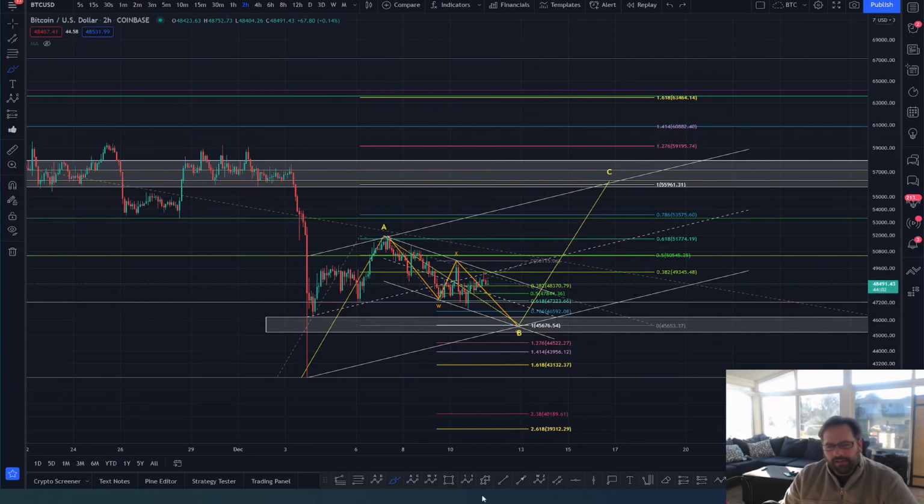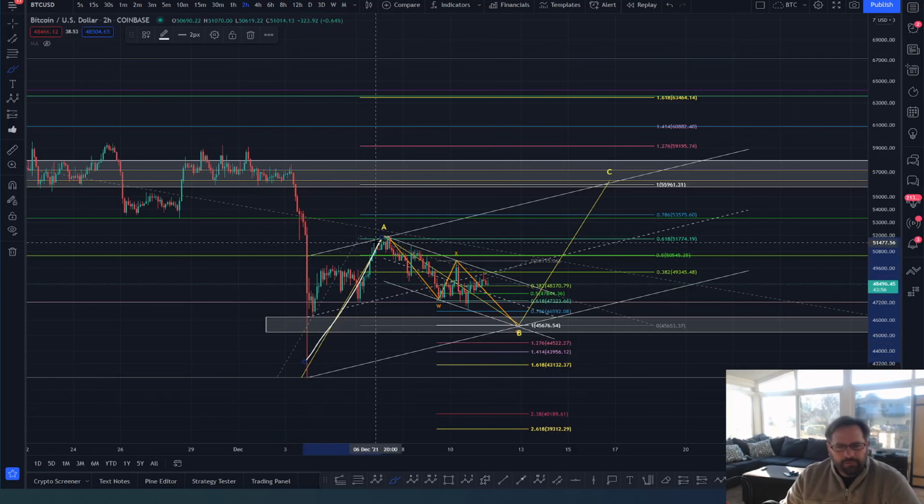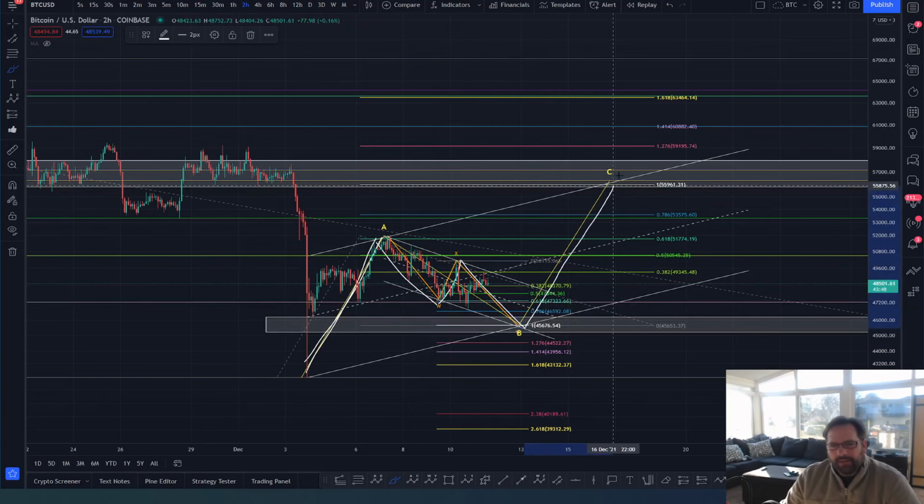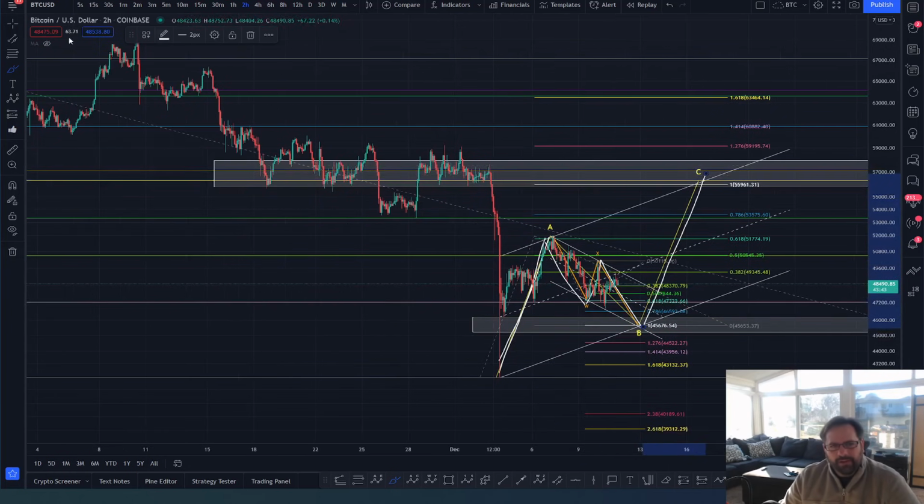But the idea here is that we have an A wave, a 5-wave. I can count that as 5 or 3 waves. It doesn't matter. I can count that as an A wave here. I got a 3-wave B here, and then we're looking for a C wave back to retest 56K. Okay, I've pulled the retrace on from the top, and this is the golden zone retrace of the 3-wave move to the downside. Okay, and so this lines up very nicely with this liquidity area.